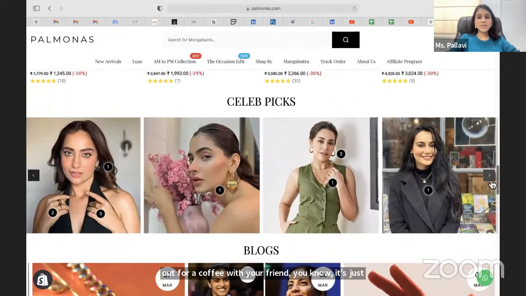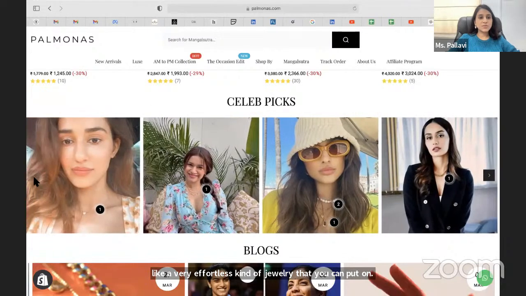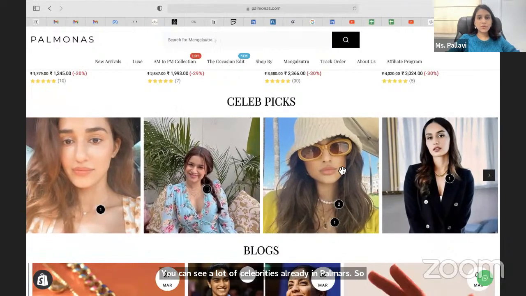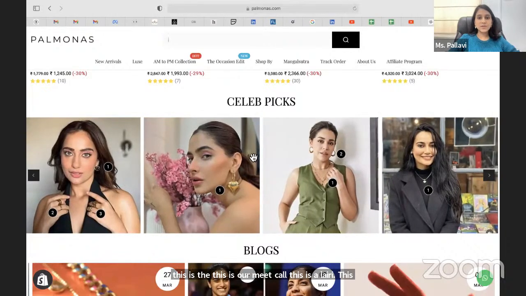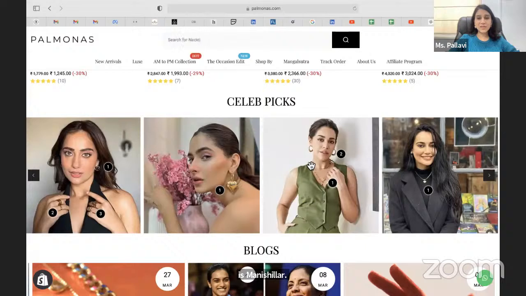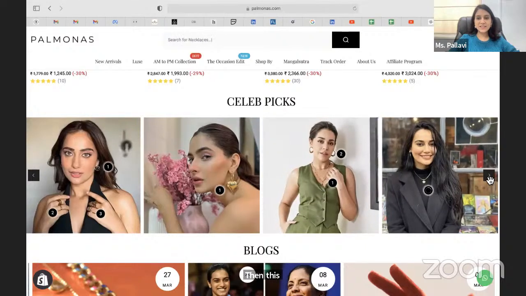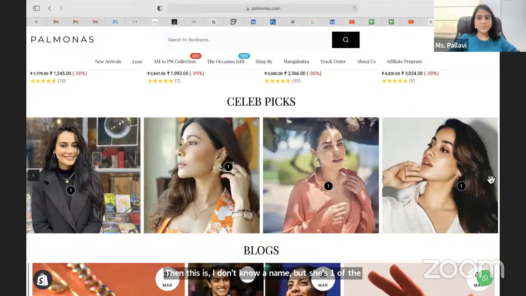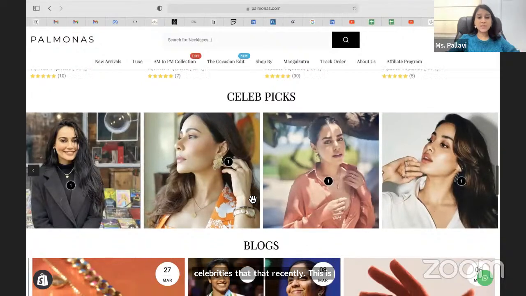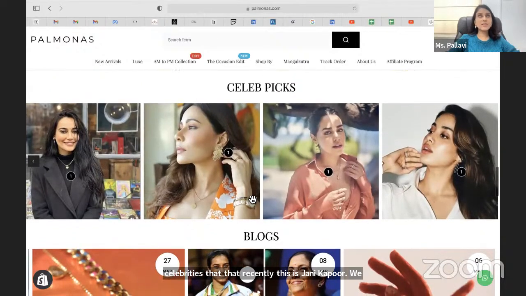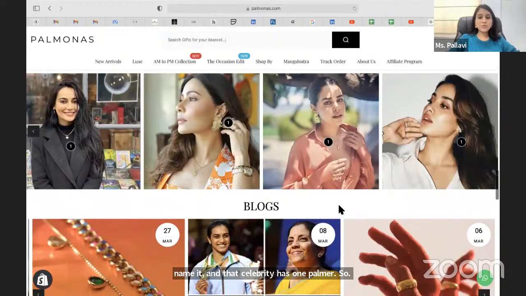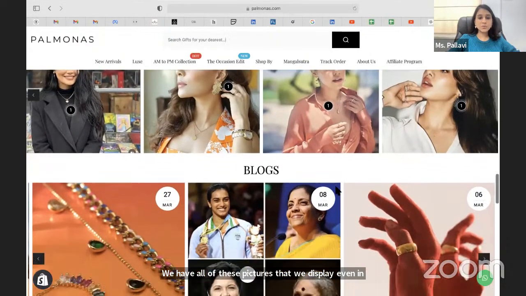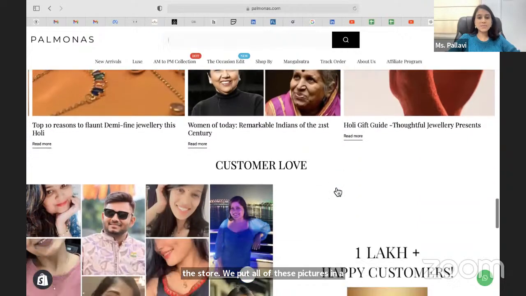You can see a lot of celebrities already wearing Palmonas. So this is Disha Patani, this is Amyra Dastur, this is Alaviaa Jaafri, this is Manushi Chhillar. Then this is, I don't know her name, but she is one of the celebrities that recently wore Palmonas. This is Janhvi Kapoor. We have Ananya Panday, we have Deepika Padukone. You name it, and that celebrity has worn Palmonas. We display all of these pictures even in the store, in a lookbook for people to take style inspiration.